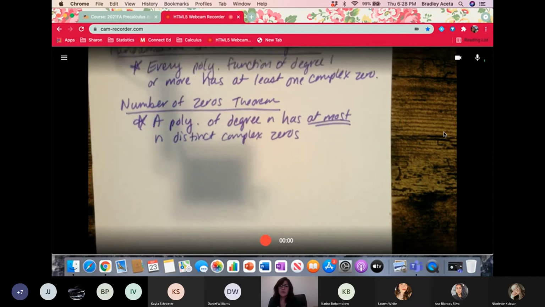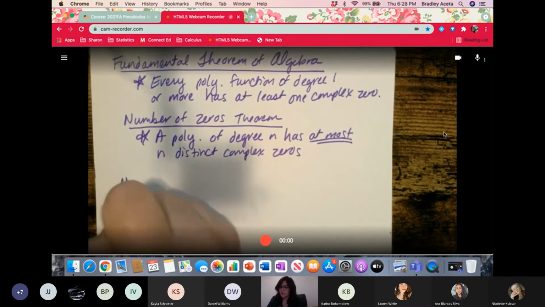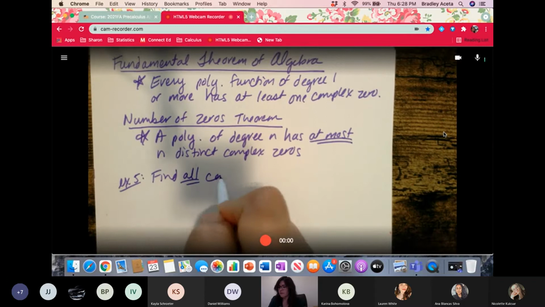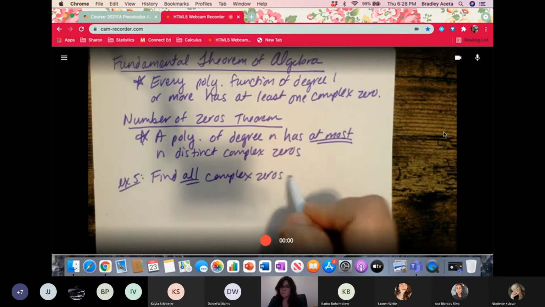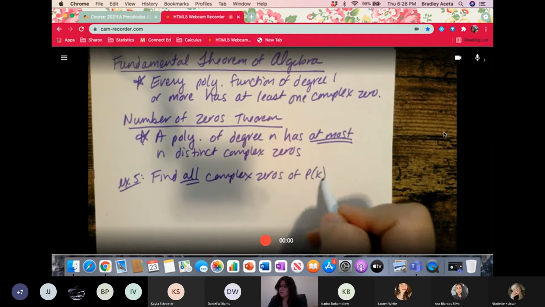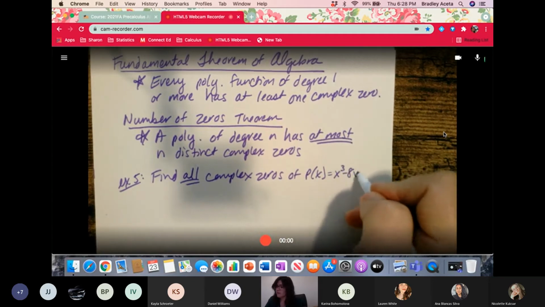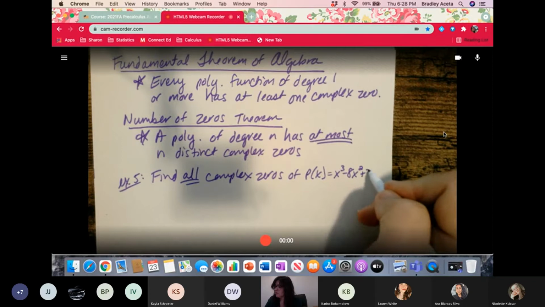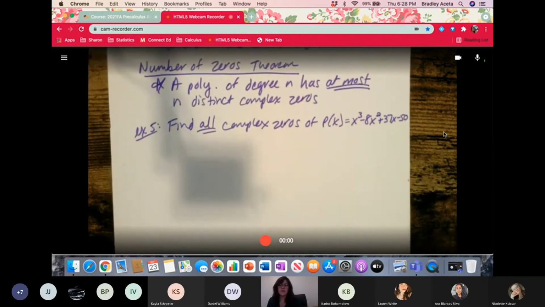Okay? So how are these two things gonna help us out? They're gonna give you questions like this. Find all the complex zeros of p of x equals x cubed minus 8x squared plus 37x minus 50. Ooh, I was running out of room there.